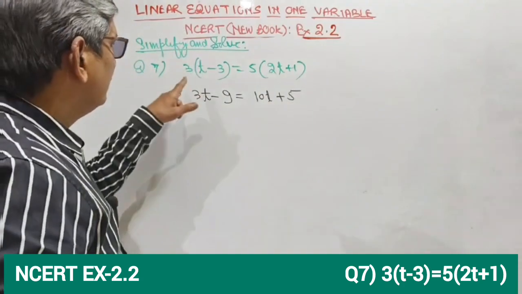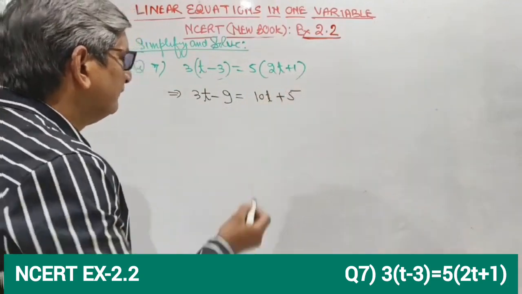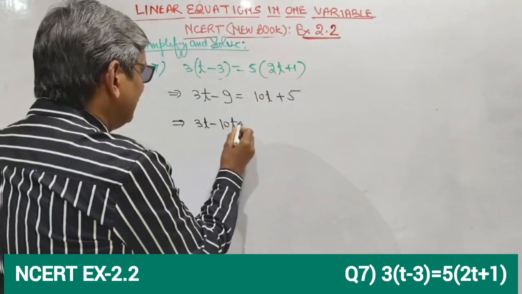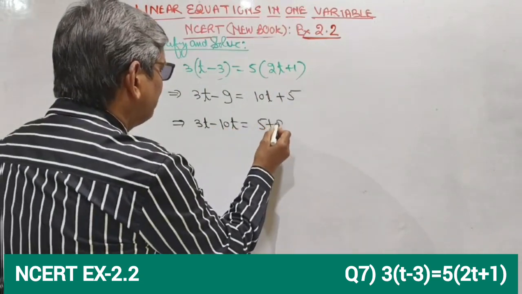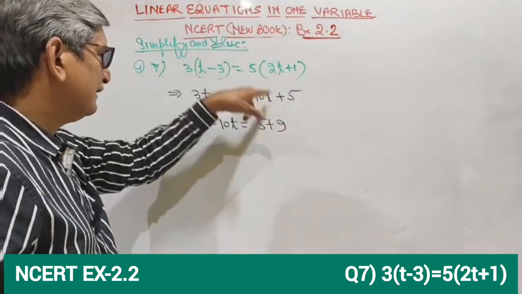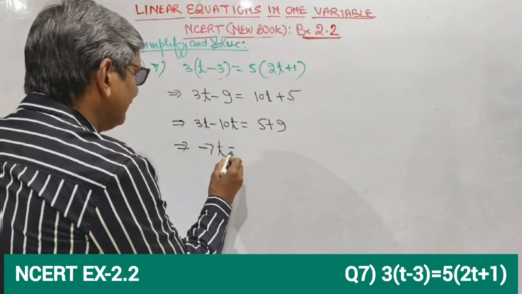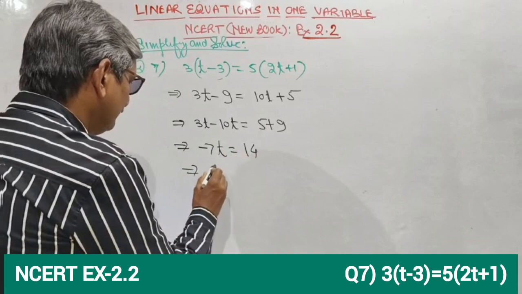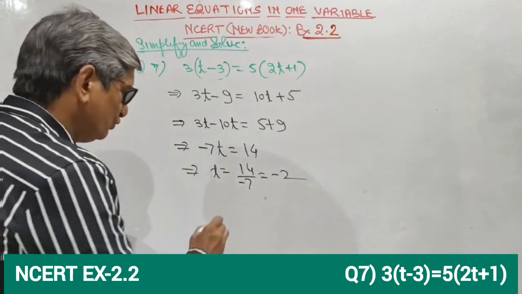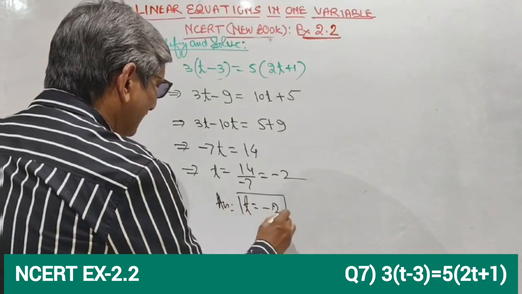What you have done? 3 into t minus 3 is equal to 5 into 2t plus 3, it is 10t, and plus 5. 10t this side. So what you will have? 3t minus 10t is equal to 5 plus 9. Minus 9 goes to right hand side. Plus 10t comes this side, minus 10t. This is equal to minus 7t is equal to 14. Therefore, t is equal to 14 by minus 7, which is equal to minus 2. So the answer is t is equal to minus 2.